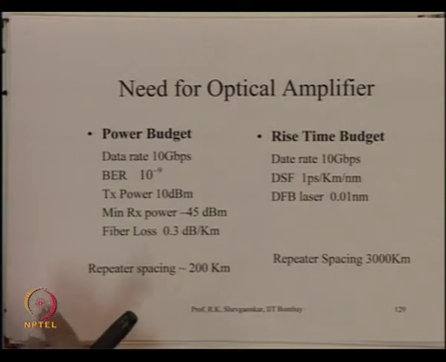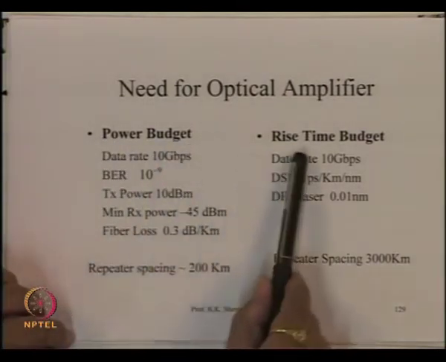The loss is accounted for by what is called the power budget calculation, whereas the broadening of the pulse, which affects the data rate, is essentially decided by the rise time, and so we have a rise time budget for the communication link. So let us now take some typical numbers for an optical communication link and see the power budget and the rise time budget.